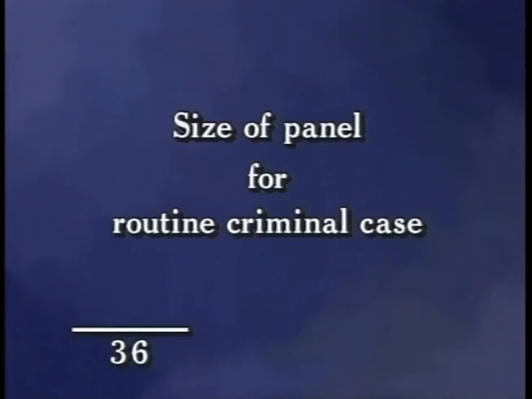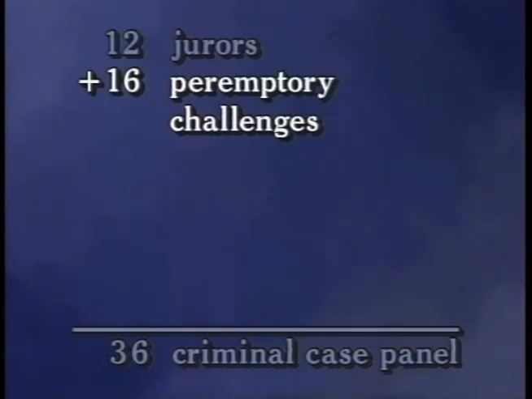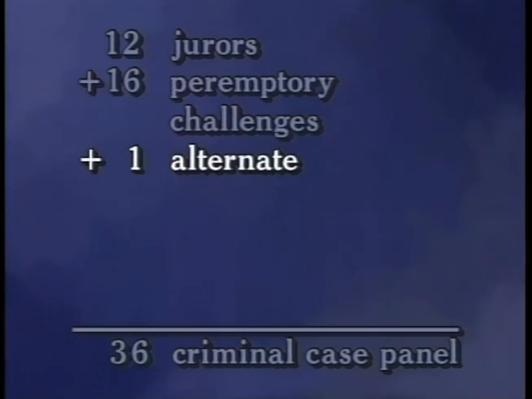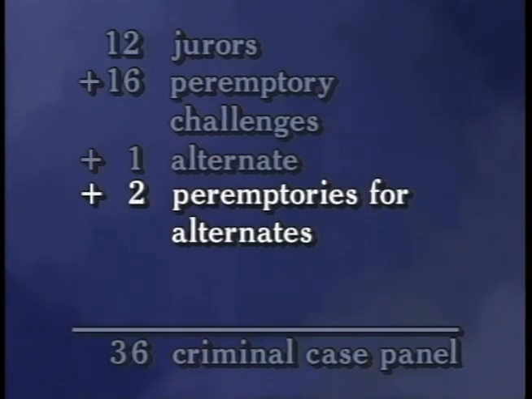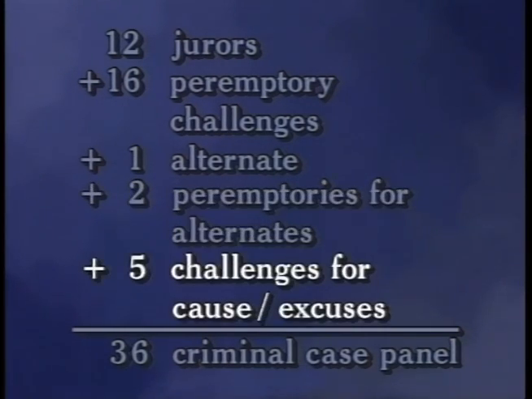In a routine criminal case, it would be appropriate to summon a panel of 36 persons. This number consists of 12 for the jury, plus 16 to cover the peremptory challenges allotted to the parties, plus 1 as an alternate juror, and it is indeed recommended that 1 or 2 alternate jurors be seated in all criminal cases. Plus 2 to cover the peremptory challenges attributable to the alternate juror, and 5 to cover possible challenges for cause or requests to be excused.